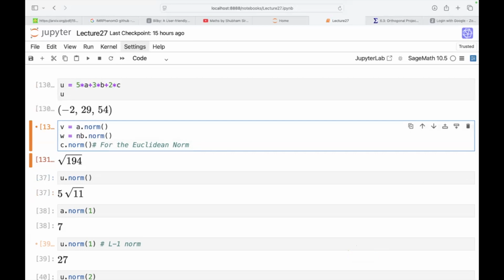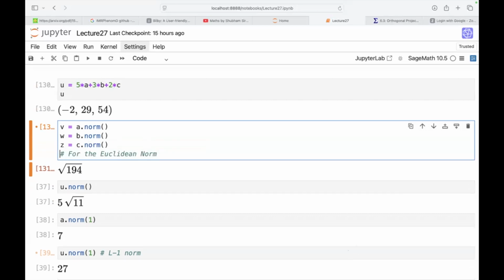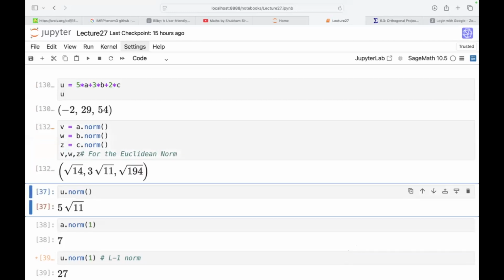W is equal to and Z is equal to C dot norm. Then apply for the V, comma W, comma Z. Value. And the V is the A dot norm is the root 14 and the B dot norm is the 3 root under 11 is for the vector V and the root 194 is the vector C.